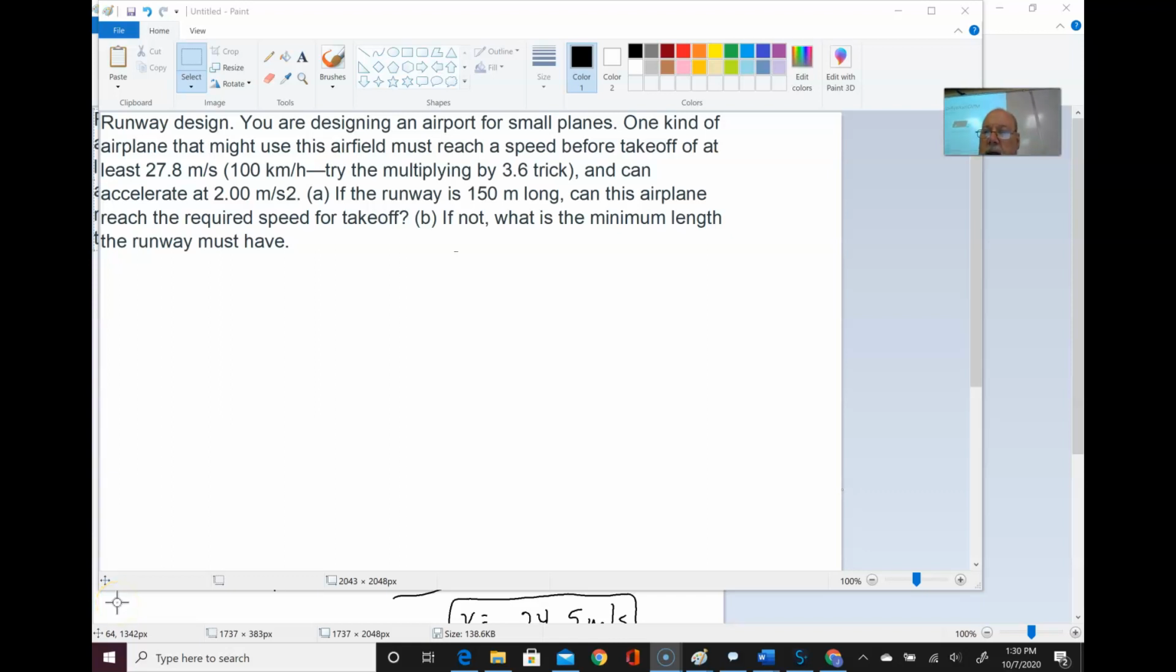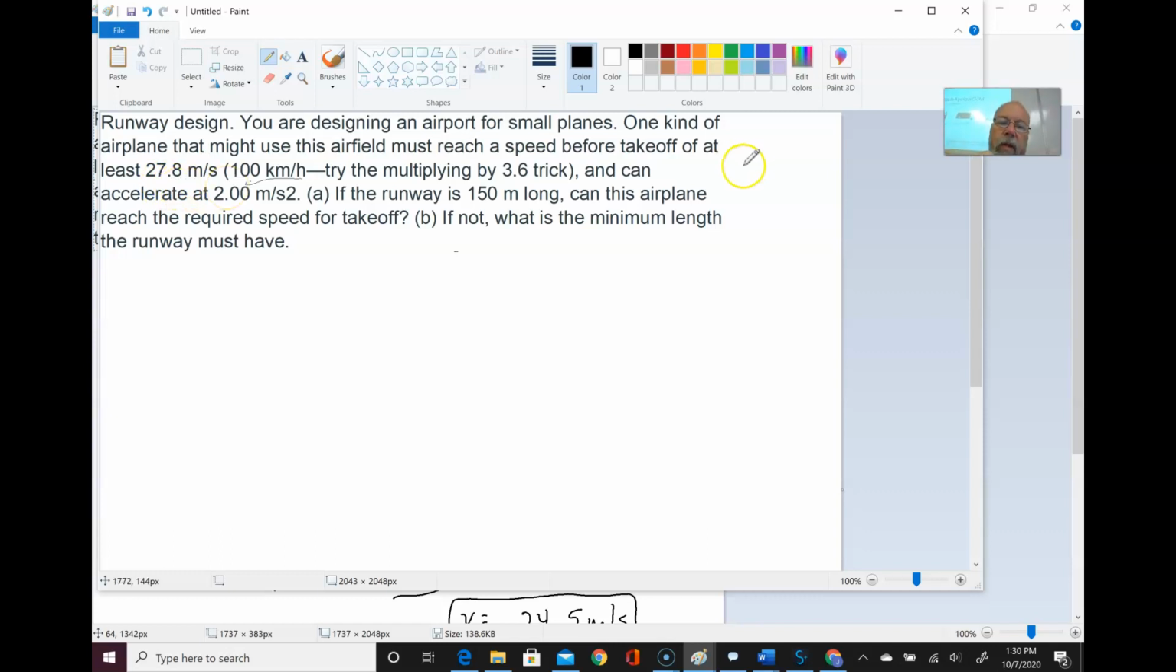Okay, so for this first problem, we are going to be designing a runway. You're designing an airport for small planes, and one kind of airplane that might use this airfield must reach a speed of takeoff or before takeoff of at least 27.8 meters per second and can accelerate at 2 meters per second squared. Now, the only reason I've put this 100 kilometers per hour thing in here is that the problem originally had 100 kilometers per hour instead of 27.8 meters per second.